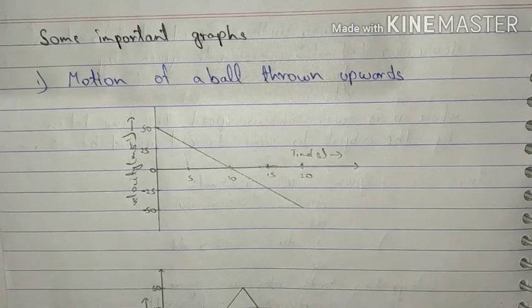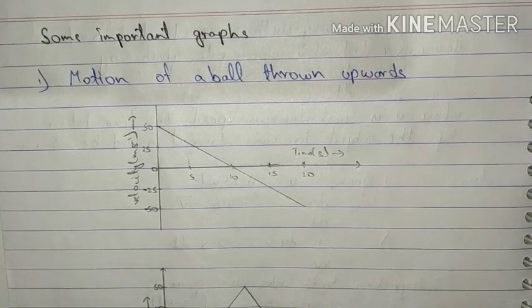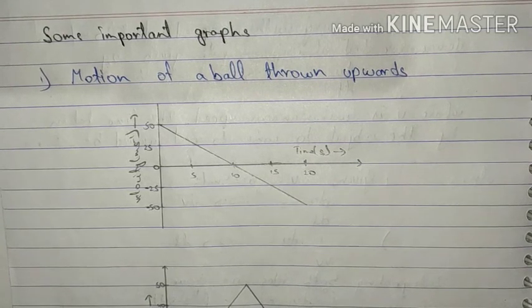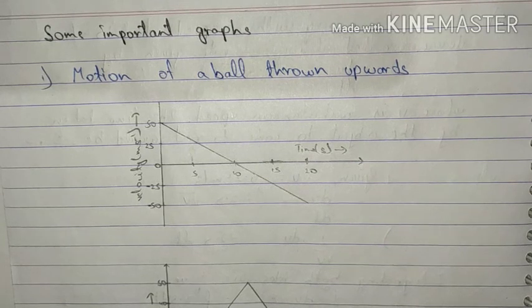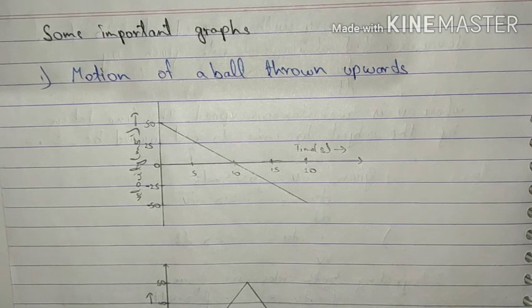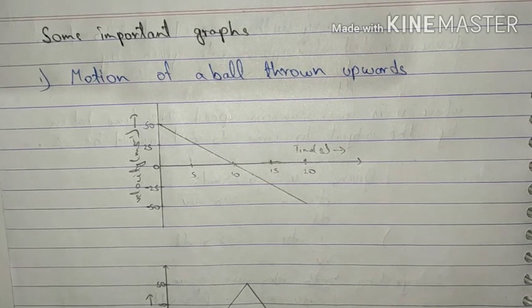Students, you already have learned about displacement time, velocity time and acceleration time graphs in your previous classes, that is in class 9th itself. I hope you people know how to plot graphs and how to find values from these graphs. However, I am going to revise some of the graphs which are important over here. So first I have taken is motion of a ball thrown upwards.